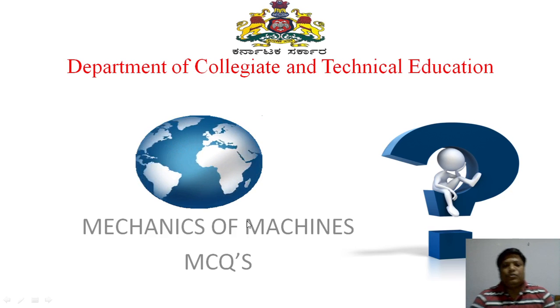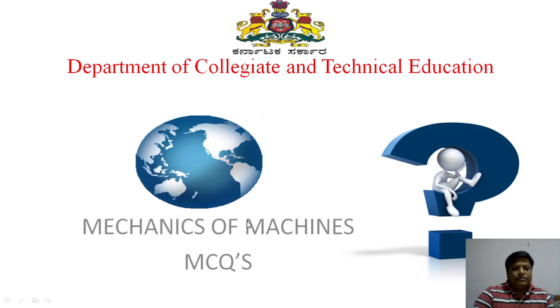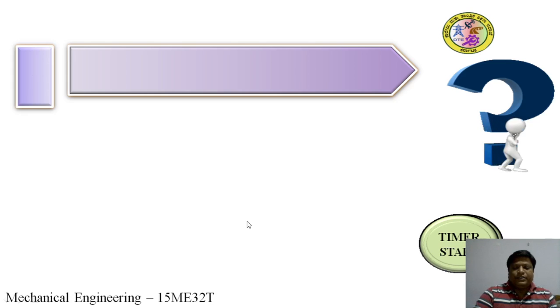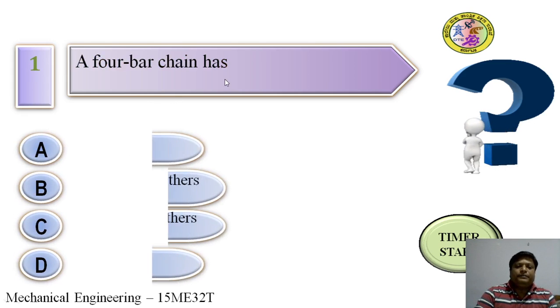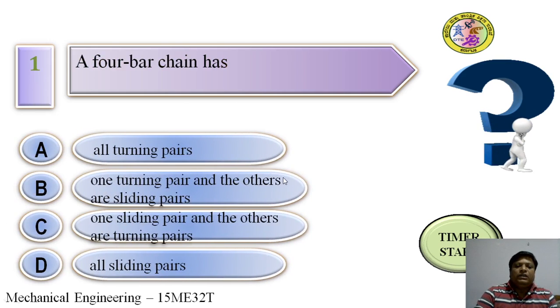Okay, let us move to some multiple choice questions in this session. Question number 1: a 4-bar chain has option A, all turning pairs; option B, one turning pair and the others sliding pairs; option C, one sliding pair and the others turning pairs; option D, all sliding pairs.